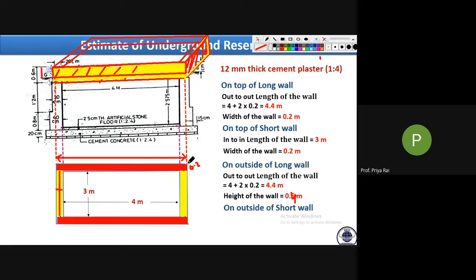Clear? Where is your outer wall from? The outer wall is from here, from here to here. So we need this length. So 3.4 into 0.4. Okay, what did I do? I am doing 0.2, no, this will be 0.4. This is not the width actually, this will be height. So this way, if you calculate separately, then we need to add to get the total plastering.